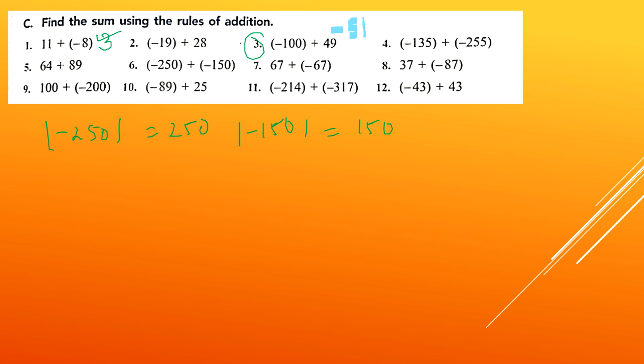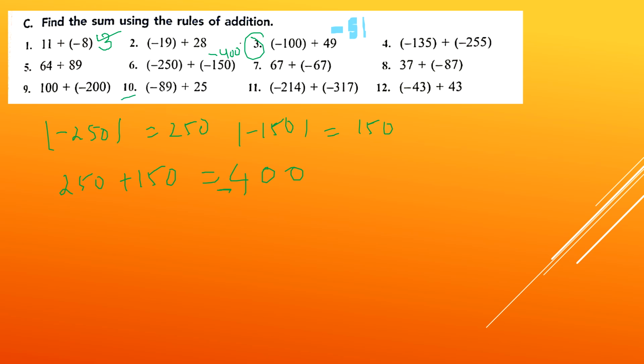Both of them are having same sign, remember. So 250 plus 150, your answer will be 400. But since both of them are having minus sign, there will be a minus sign in front of them. So the answer will be minus 400. Okay. So this is how this has to be done. Let me know if you face any problem here also. These are the rules of addition that you have to follow.